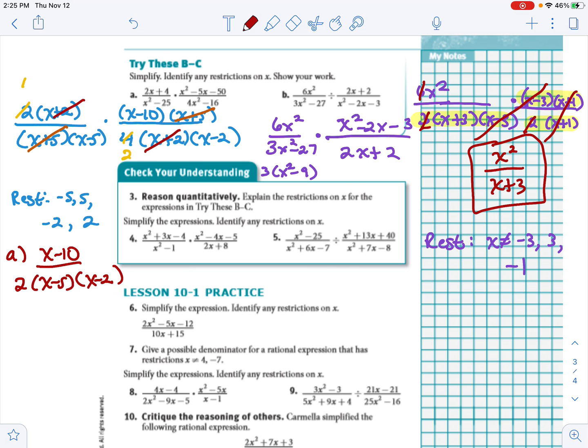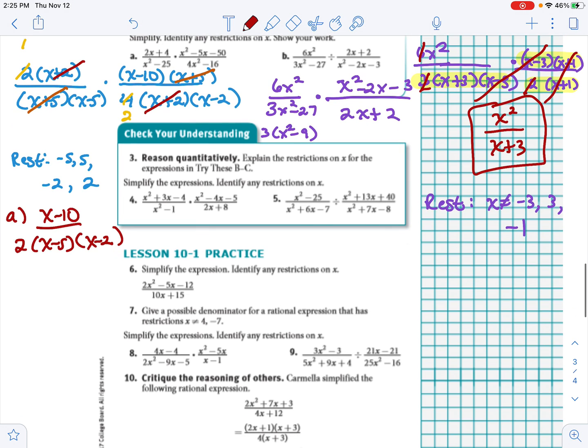All right, so that's just a few examples. Some simplify, some multiply, some divide, and we'll do a whole lot more in class. But you can certainly feel free to start trying the practice now.